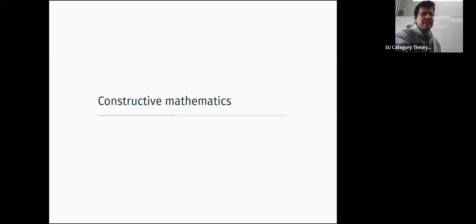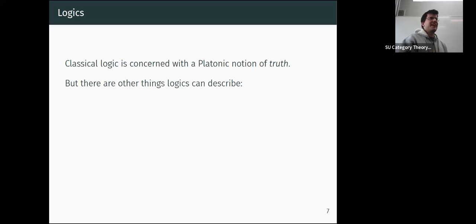Okay, so the next thing is constructive mathematics. So that was the first half of the talk. Now the second half, and I have much less than half the time, but hopefully we'll see how far I go. Okay, so I think in order to understand constructive mathematics and not be very confused, it helps to first talk about what we mean by a logic. So what even is a logic?